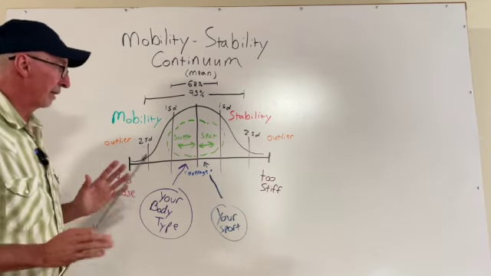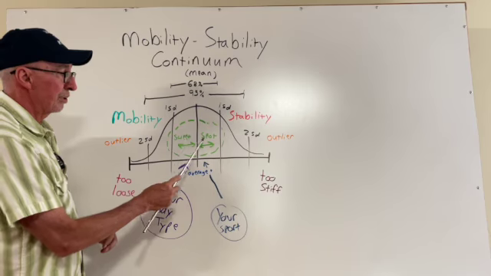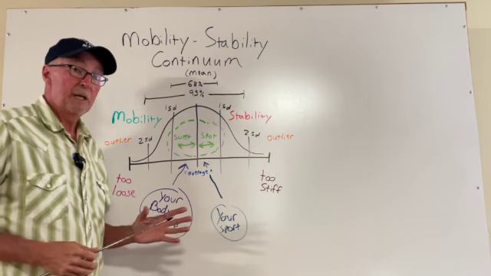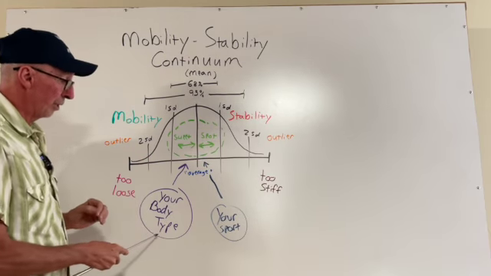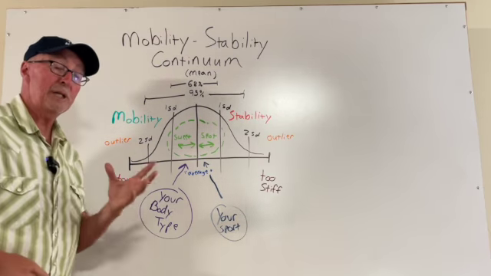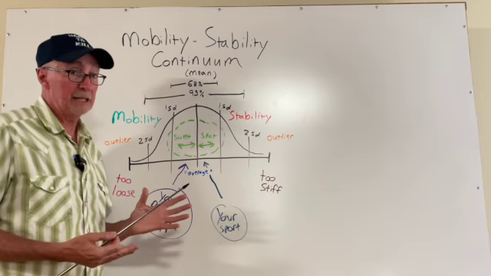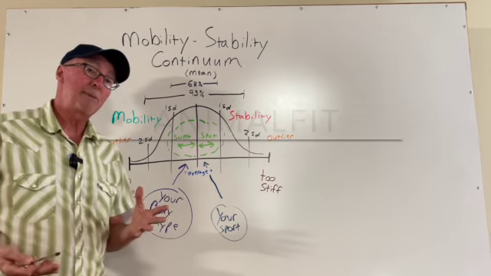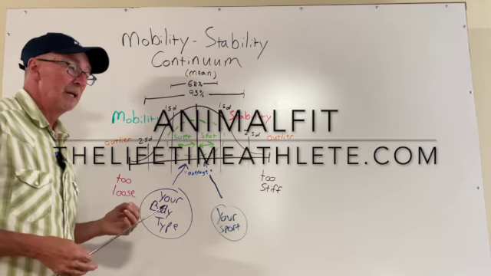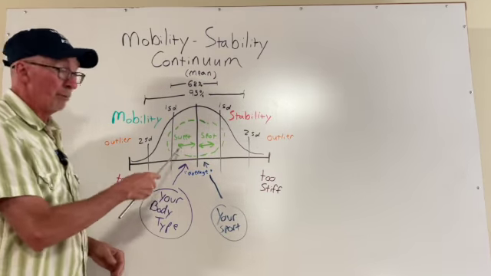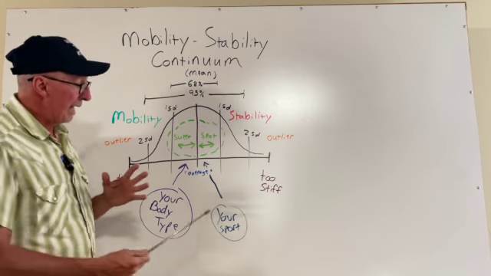Now, here's an interesting concept though. There is a sweet spot for all of us to exist in, and it's variable from person to person. It depends on your body type, so your genetically predetermined connective tissue matrix. And I talk a lot about that in my book, Animal Fit, and teach you how to analyze and assess your own mobility and your sport.